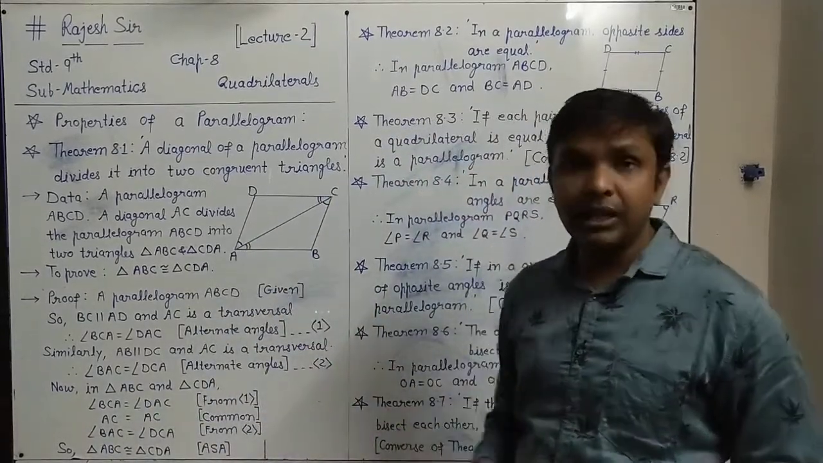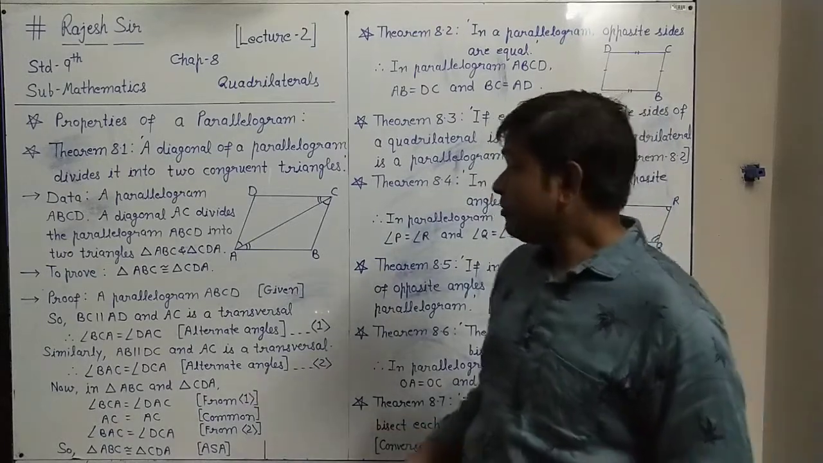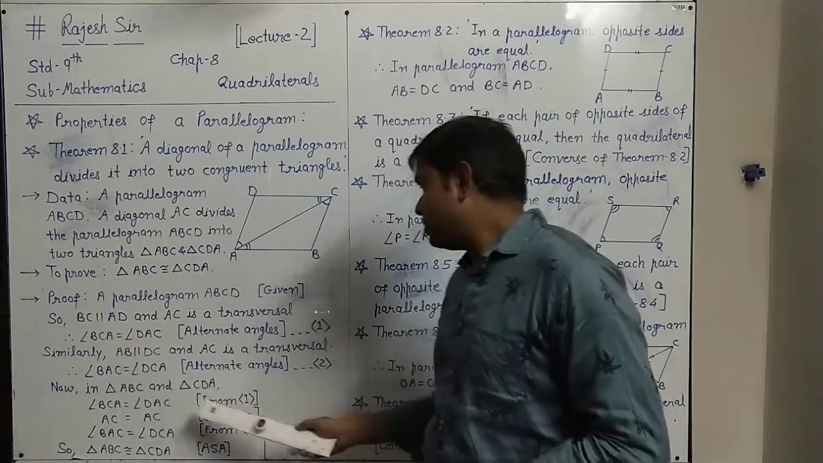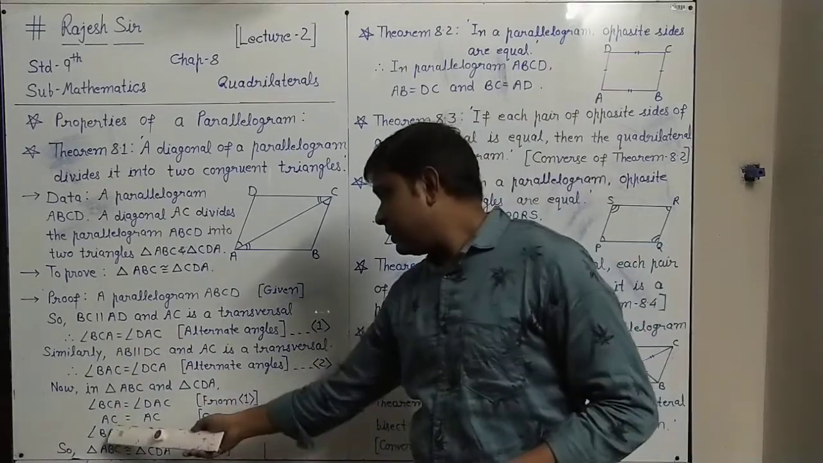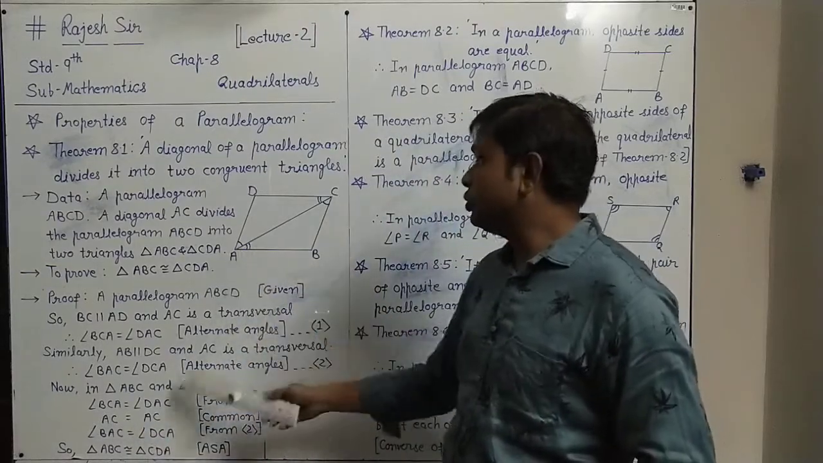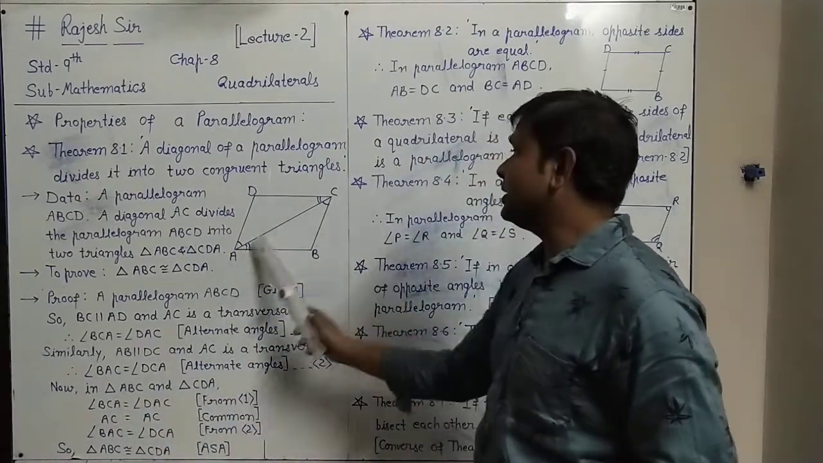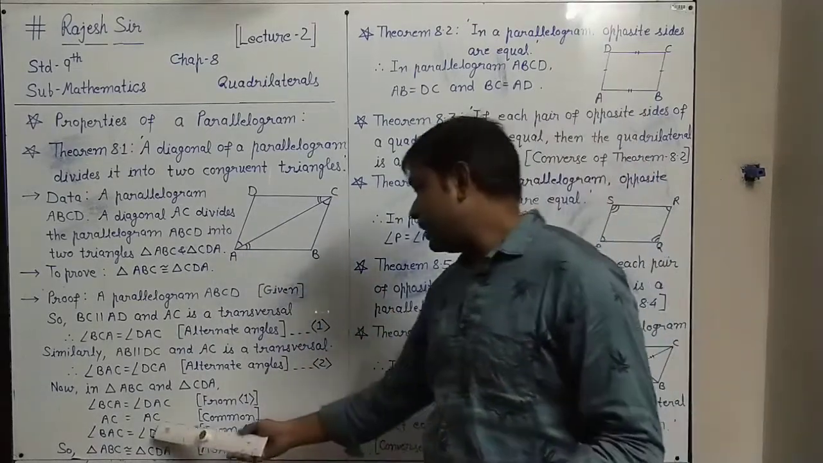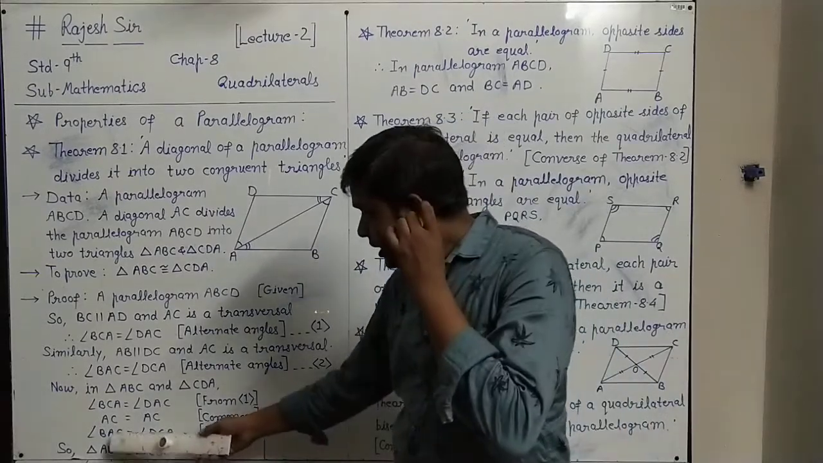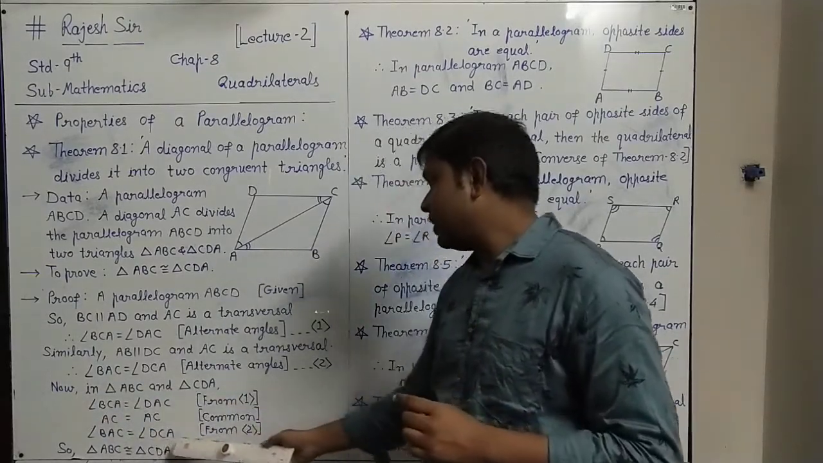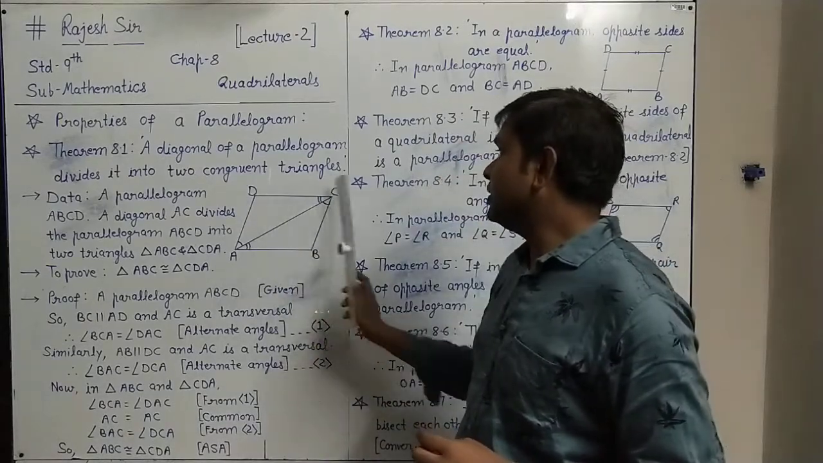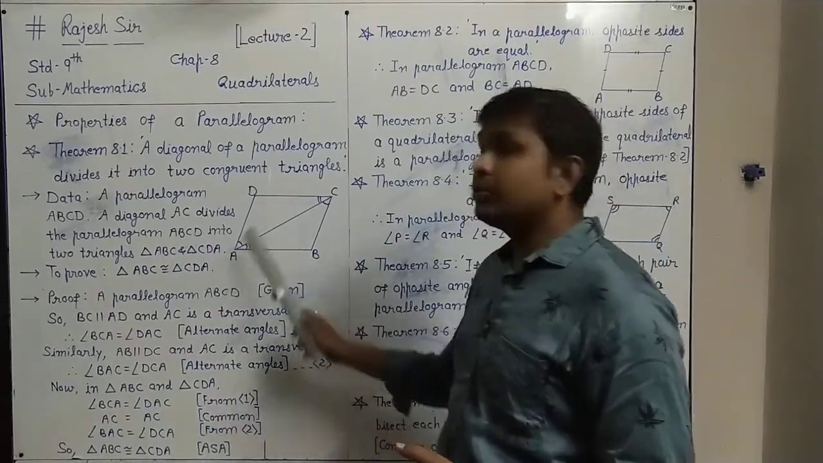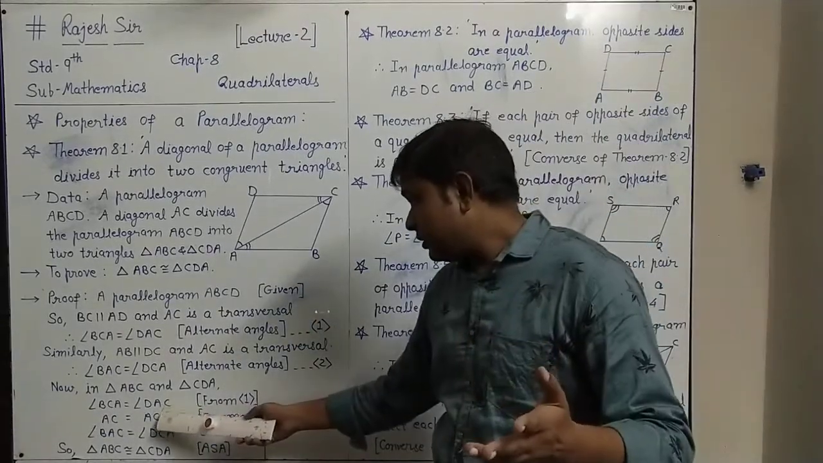Now in triangle ABC and triangle CDA, we will list which things are equal. In these two triangles, angle BCA equals angle DAC, which comes from result 1, and AC equals AC. The AC side is in both triangles, in triangle ABC as well as in triangle CDA. It is the common side, and the common side is equal. Next, angle BAC equals angle DCA, which you can also write from result 2. So what we have shown in these two triangles is angle, side and angle.